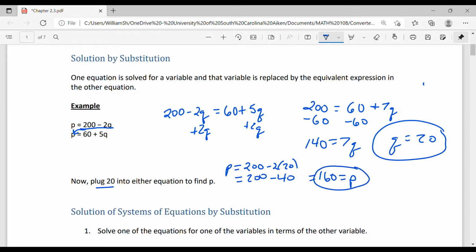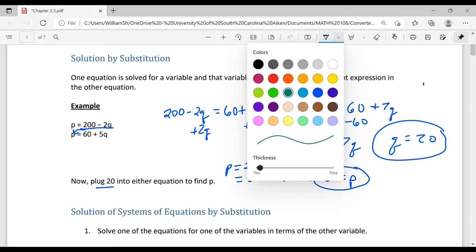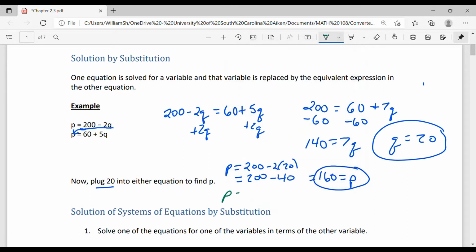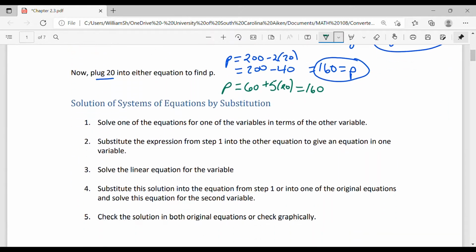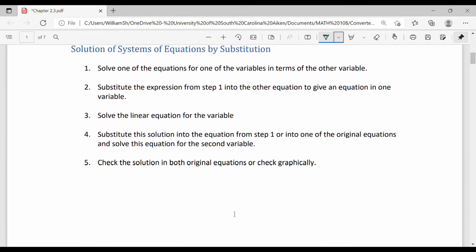Like I said, it would have worked if you plugged it into the other equation too. So p equals 60 plus 5 times 20. 5 times 20 is 100, and 100 plus 60 is 160. So you get 160 either way. It doesn't matter which one you plug it into. You don't have to plug it into both, just pick one. Alright, so we've got a system here for solving systems of equations by substitution.